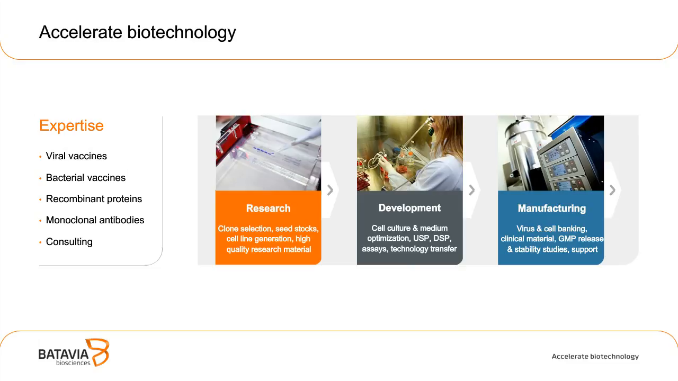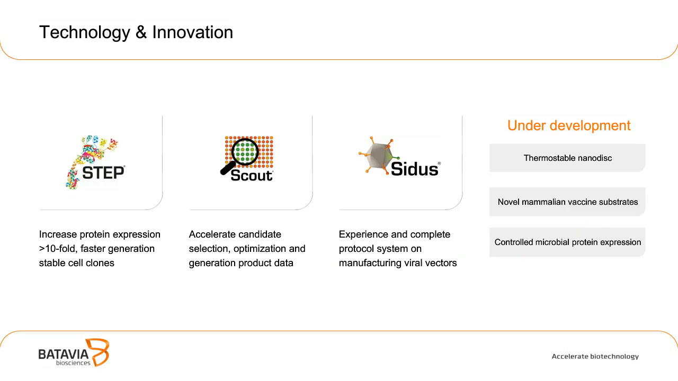The next slide shows some of our technology and innovation platforms. For example, STEP technology is a technology that increases protein expression, which leads to faster generation of stable cell clones. We have our SCOUT platform, which is basically the integration of our scaled-down cell culture systems together with high-throughput purification and assays. And CDIS, which covers our experience and complete protocol system on the manufacturing of viral vectors. But we are also working on other technologies and innovations.